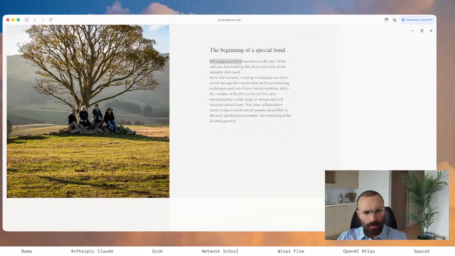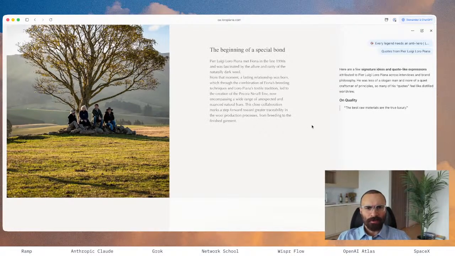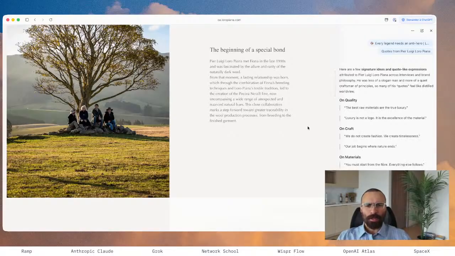A lasting relationship was born, which, through the combination of Fiona's breeding techniques and Loro Piana's textile tradition, led to the creation of the Pecora Nera line, now encompassing a wide range of unexpected and nuanced natural hues. This close collaboration marks a step forward toward greater traceability in the wool production processes, from breeding to the finished garment.